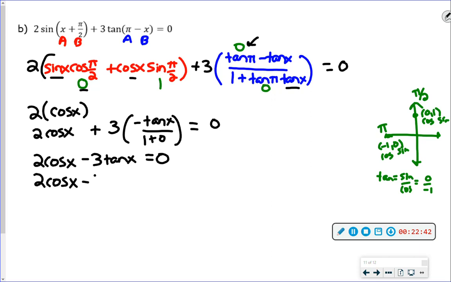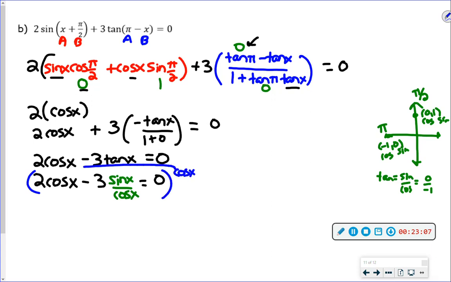So I'm going to use an identity for tangent. I'm going to use sine over cosine. The reason I chose that, of course, is because we have cosine in our first function. There's no cotan in here, so that's why I chose that. And you might be thinking, gosh, she's making this worse because we have a fraction. Well, let's multiply by the denominator to everything to clear out the fraction.